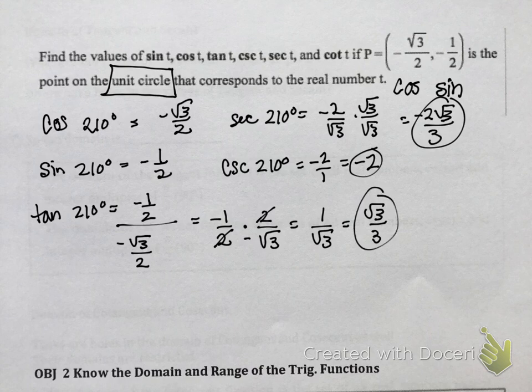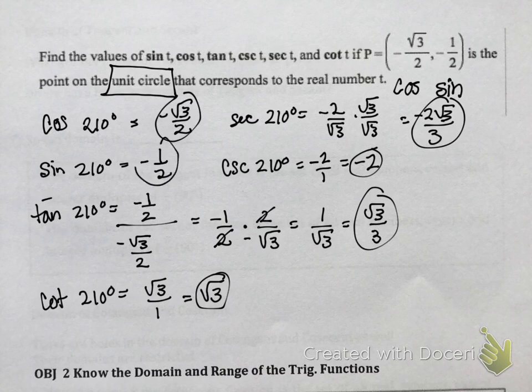Okay. Cotangent of 210 degrees is the reciprocal of 1 over radical 3. So it's going to be radical 3 over 1, or just radical 3. Okay. You know what I do before I accept these answers? I quickly check, because I am in quadrant 3. The only thing that's positive in quadrant 3 should be tangent and cotangent, and that's the case, and everybody else is negative, so this is right.